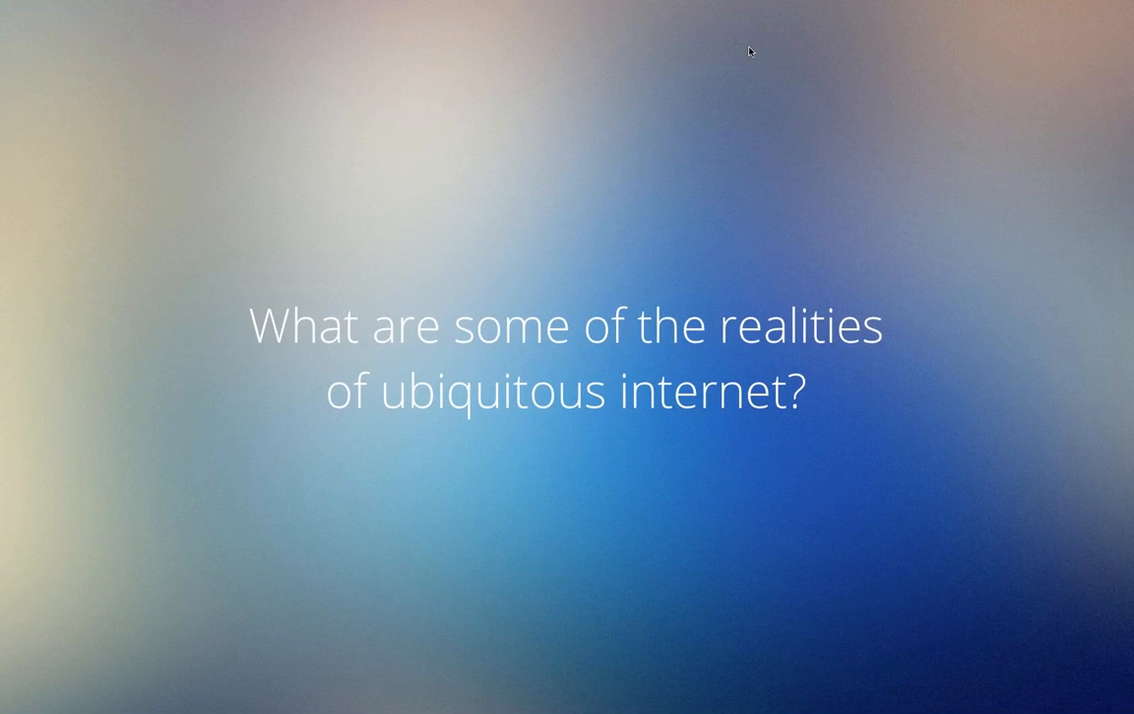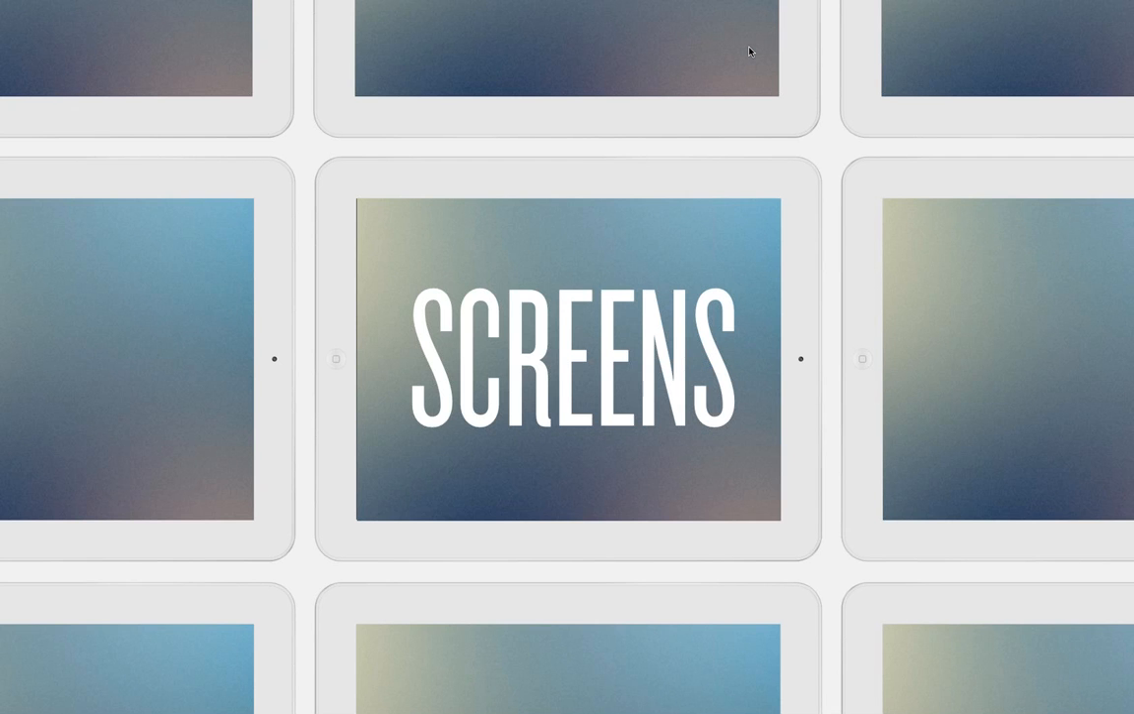So what does this mean to us? What does this mean to the people that work on the web, that design for the web, that develop for the web? The first reality is screens. The proliferation of screens, different screen sizes. It's a hallmark of ubiquitous computing, but it's really relevant to that idea of people accessing your site.